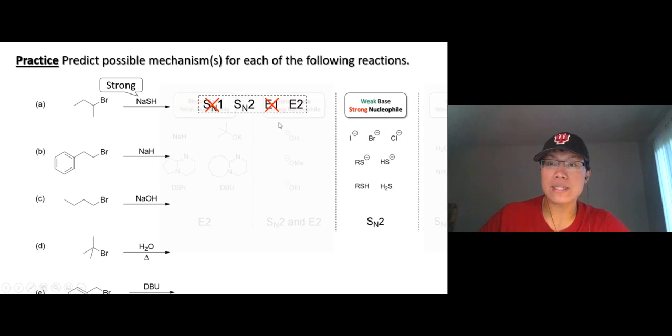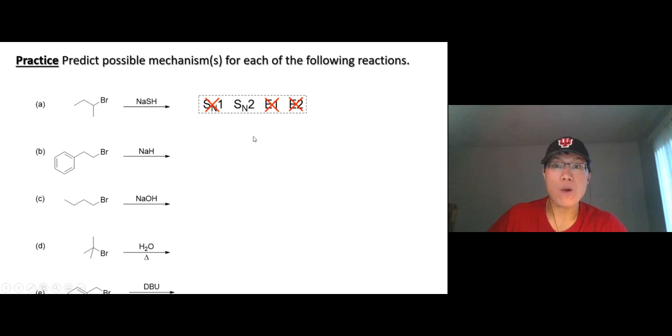Now, which one is that? Well, sulfide is in group 3. This will do only SN2, right? Because it is a weak base. So your option is going to be just SN2. So you're almost 100% sure that A is going to go through an SN2 reaction. That's how we do it.